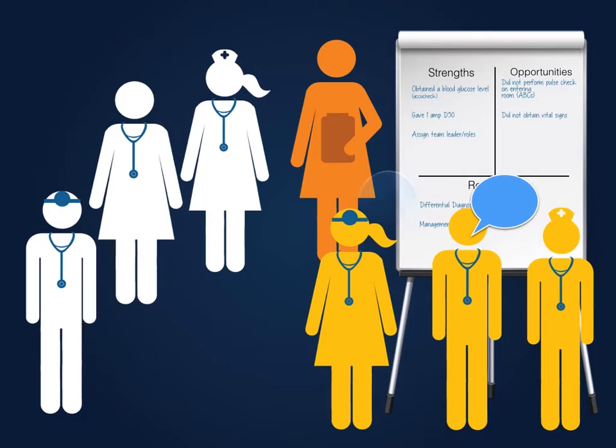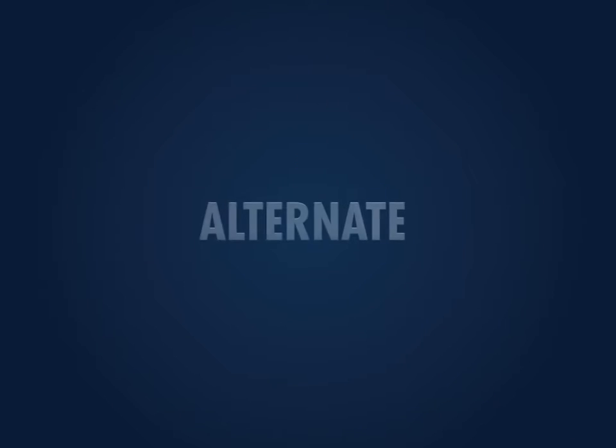Then, the peer debriefers state what they observed during the scenario using the whiteboard or flip chart, and the facilitator can interject as he or she sees fit. Lastly, the summary phase would be conducted to end the debriefing.